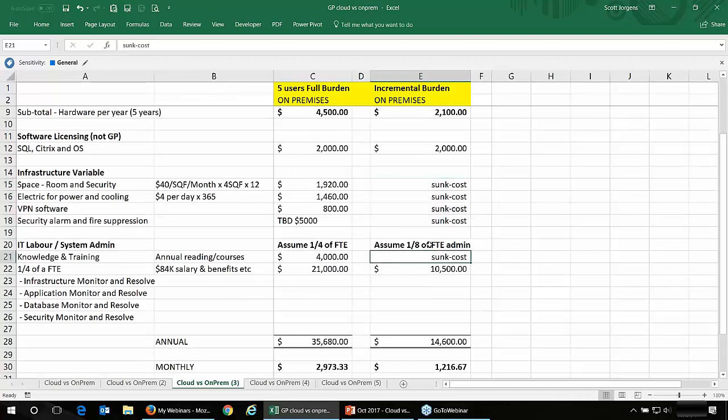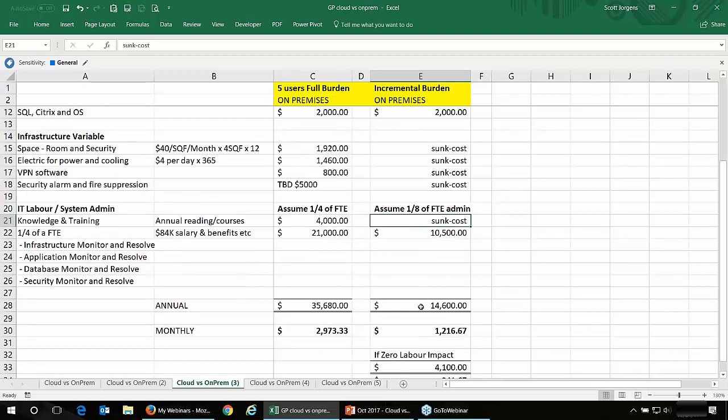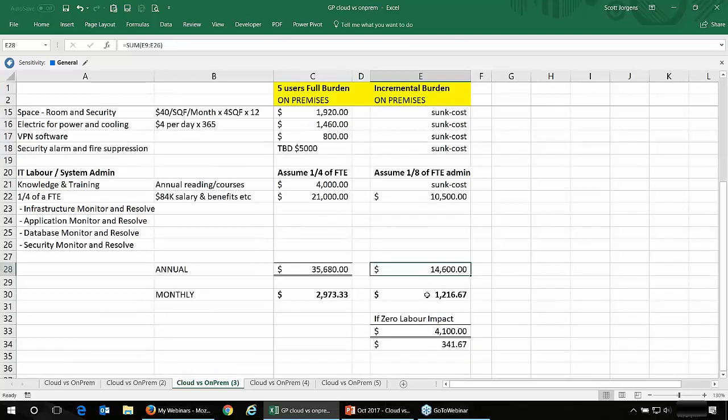And you know, I need less of a staff. So maybe it's an eighth of a full-time admin, and their knowledge and training would have happened anywhere that comes from someone else's budget, doesn't count. So we bring all that down. Yes, we're boiling it. We're basically about half the cost. We're maybe $14,000 per year, looking at the monthly of $1,200 a month. And if we even take out that labor, the 1/8 of a full-time admin, we're even getting cheaper. We're looking at, you know, $4,000 per year, or monthly of $341. So yes, on-premise appears to be a lot cheaper when you're not factoring in those incremental costs.